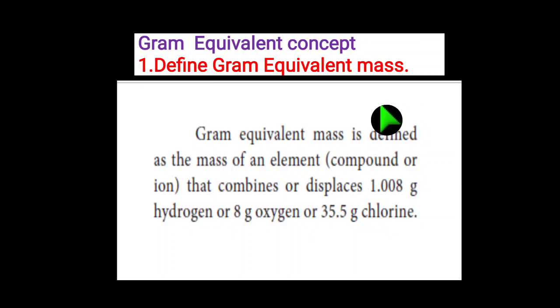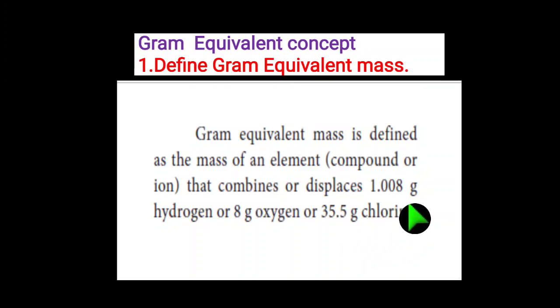So the actual definition of the gram equivalent mass is: the mass of an element that combines or displaces 1.008 gram of hydrogen or 8 gram of oxygen or 35.5 gram of chlorine.